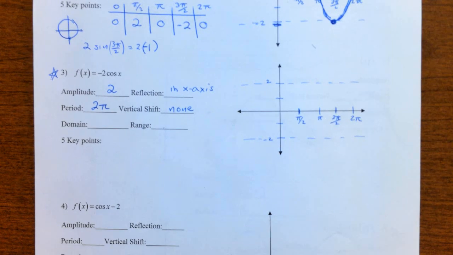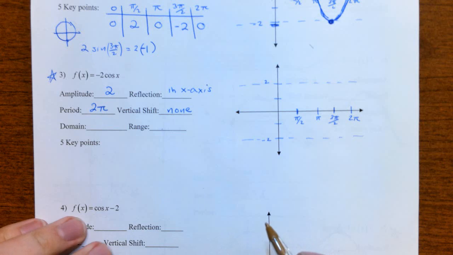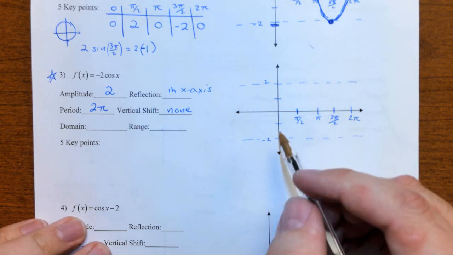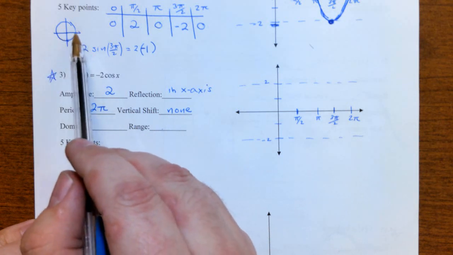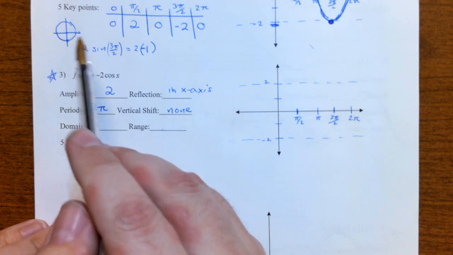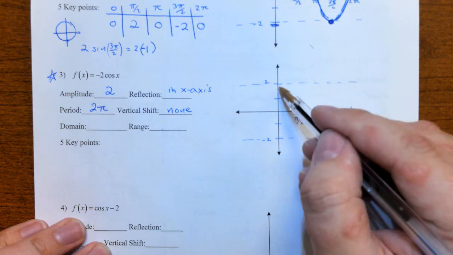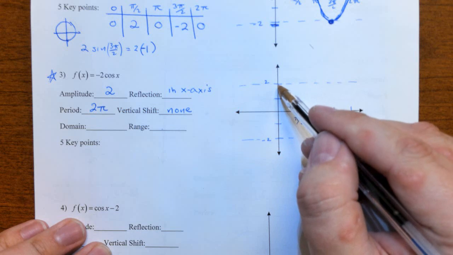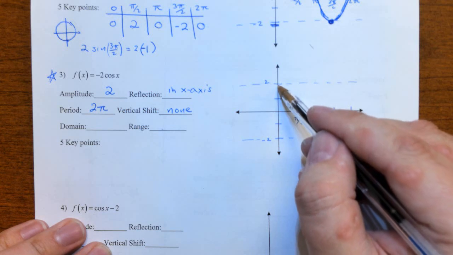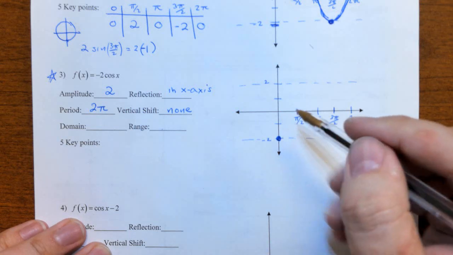Now, based on that, I can actually answer a lot of these questions. If you think about the way the cosine behaves, you can really create the graph even without the 5 key points. Cosine, we want to start getting the image in our mind. We think about our unit circle. Cosine starts off at 1. Now, if I reflect and I multiply by 2, I'm not going to start off up here at 1. I'm not even going to start off up here at 2. I'm going to reflect and come all the way down to -2.